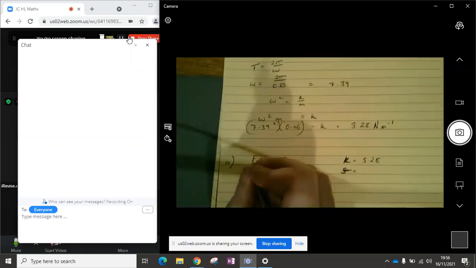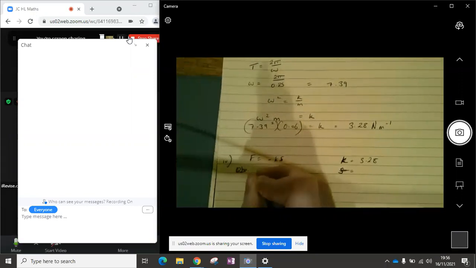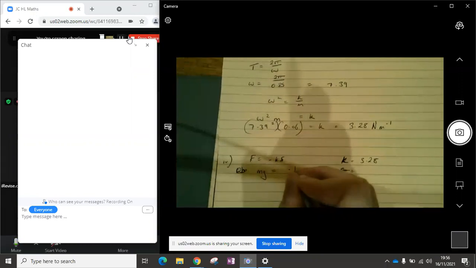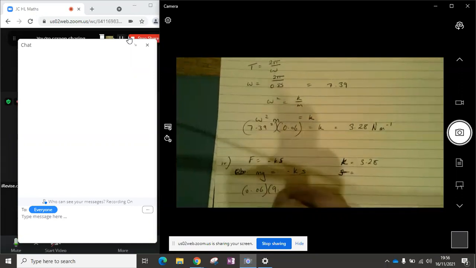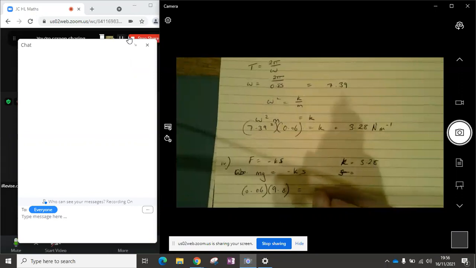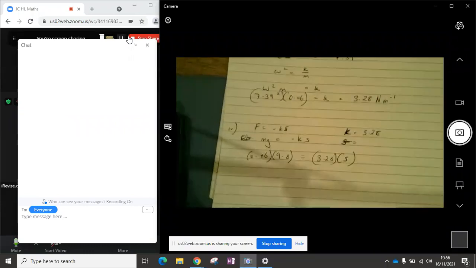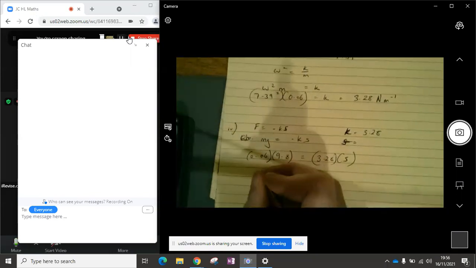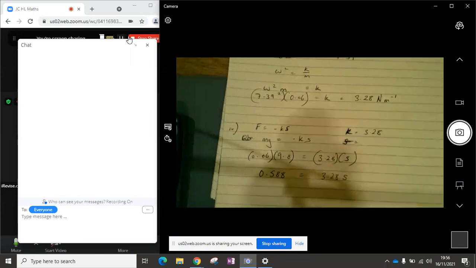So the force F is also equal to the weight W, which is equal to mg. So mg is equal to minus Ks. The mass is 0.06, gravity is 9.8, K is 3.28, S is S. Okay, so 0.06 times 9.8 is going to give you 0.588. That's equal to 3.28 S.